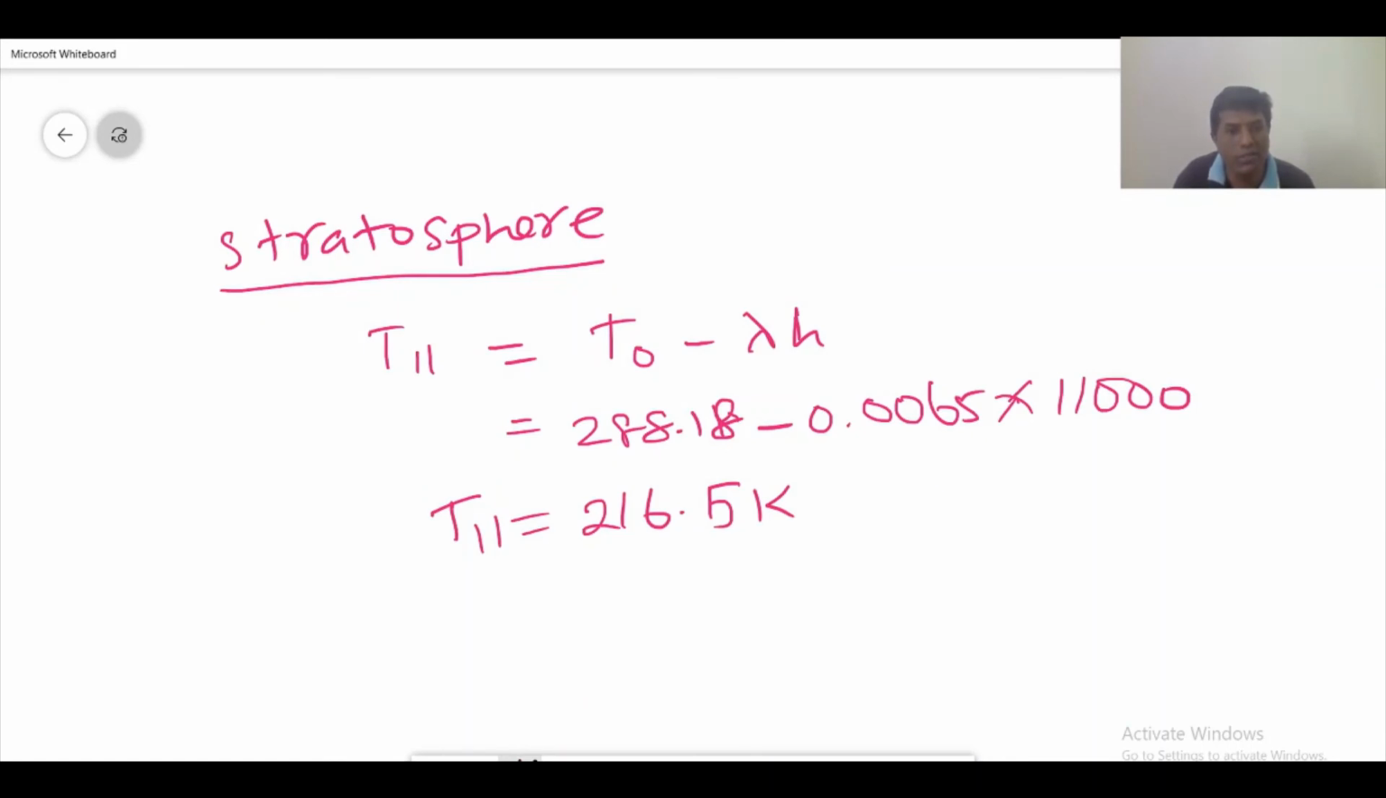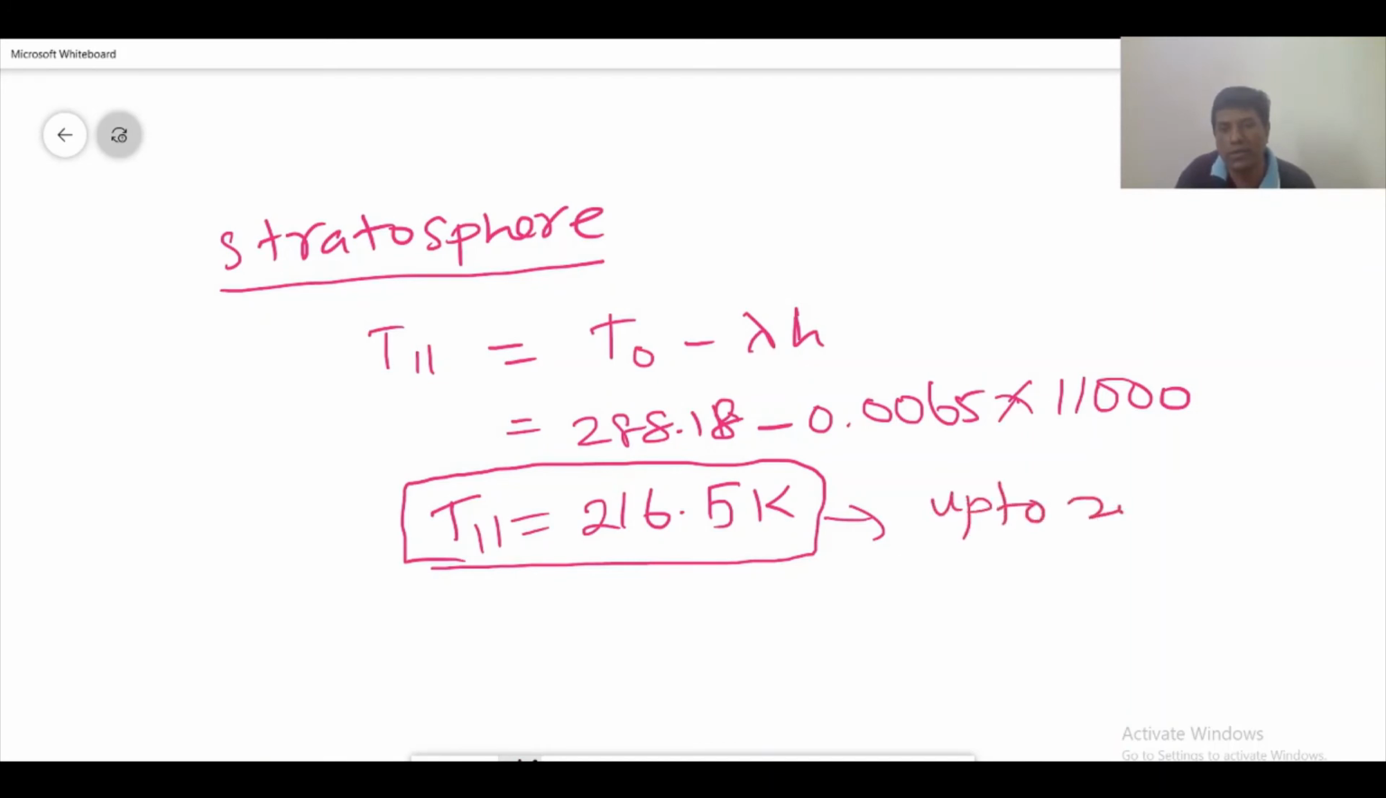This temperature will remain constant in the stratosphere. So up to 20 kilometers, this temperature will remain constant, because our stratosphere is up to 20 kilometers. So this will remain constant.